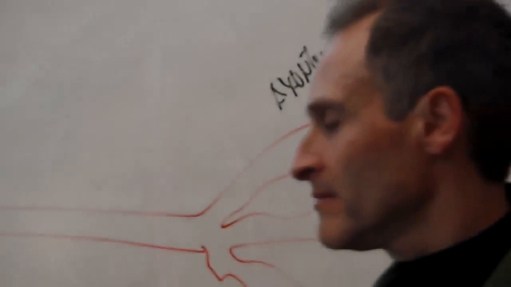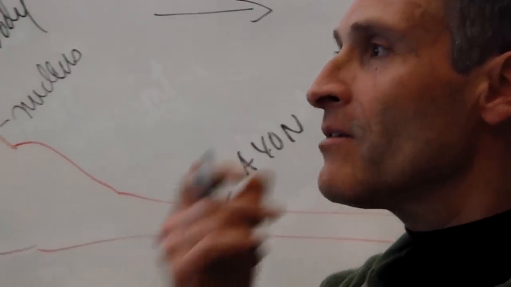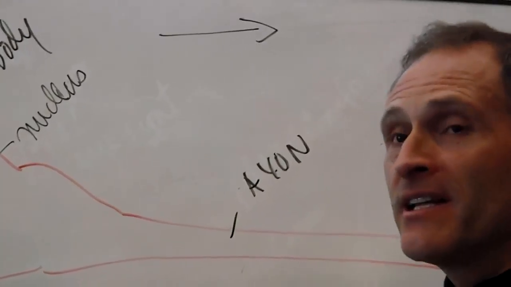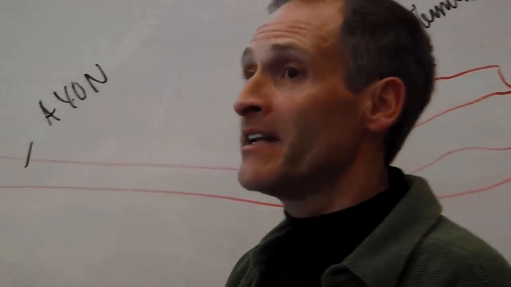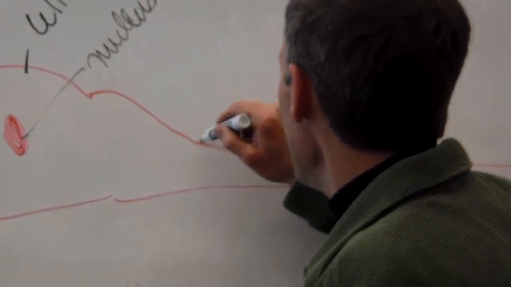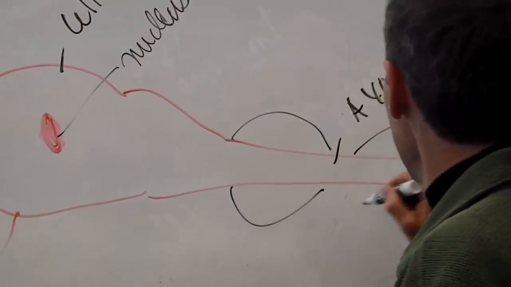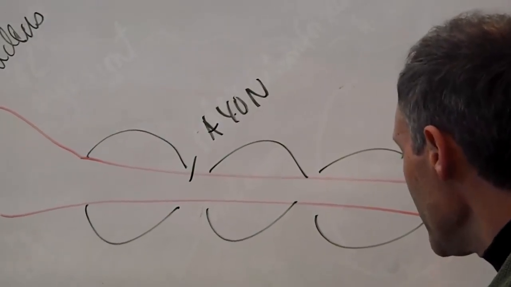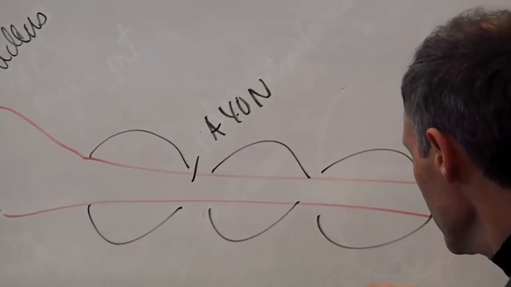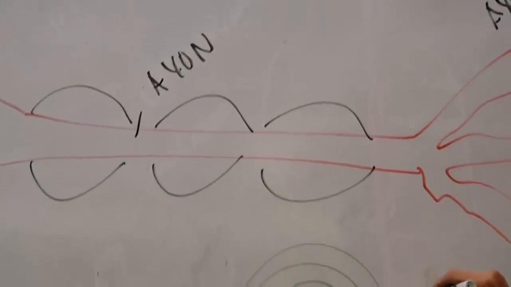And in some, like in reflexes, in muscles, in eyes, these axons are myelinated, which means that if you have the axon here, this is the myelin.